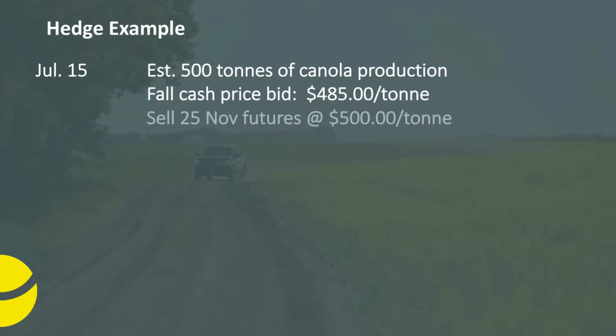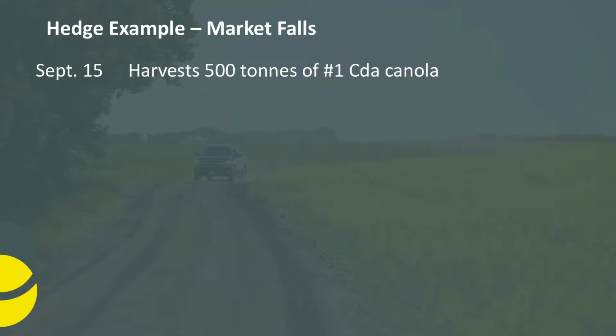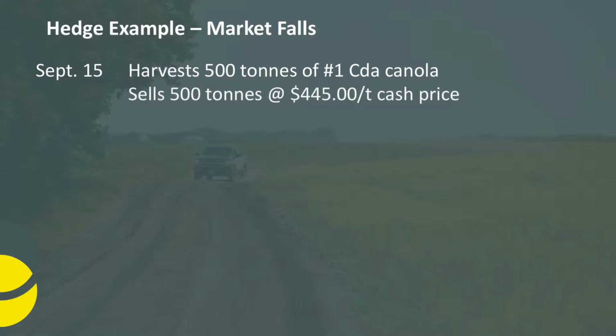He sells the November futures contracts at $500 per ton. The basis is 15 under. So again, in our example, in September, the farmer harvests 500 tons of canola and sells his 500 tons of physical canola at the elevator.